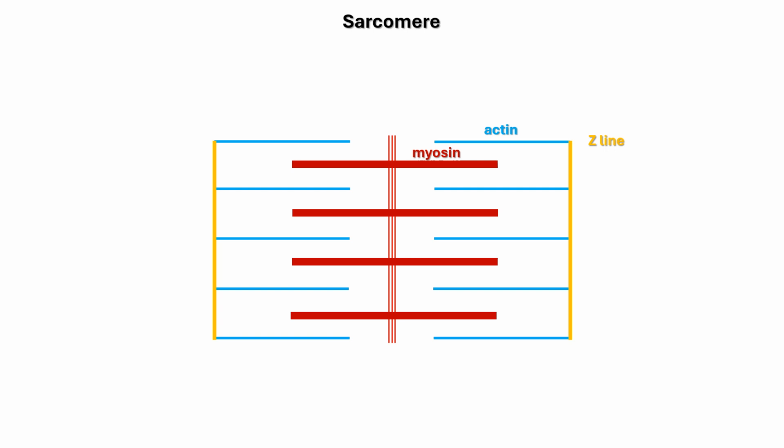Now, the actin can move, but the myosin doesn't. So what keeps the myosin anchored in place? Well, it's another protein called the M line. And the M line goes right through the middle of the sarcomere, and it is the anchoring structure that holds the myosin in the center of the sarcomere.